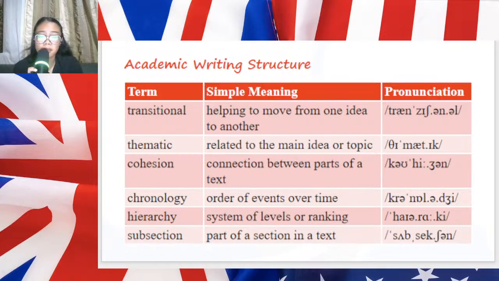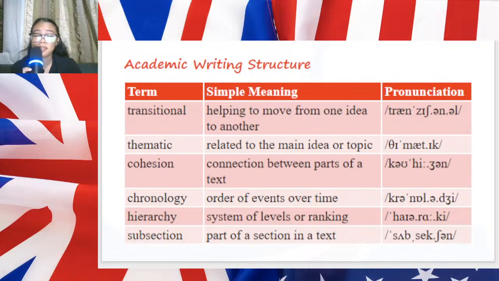Lastly, the last term is subsection. This is a part of a section in a text. It is a straightforward term in academic documents. A section is a major division, like a chapter. A subsection is similar to that, but it's a more specific part within the larger section. It helps to further organize and break down information, making complex topics easier to navigate. That's subsection. Pronunciation wise, let's start with sub, followed by sec.